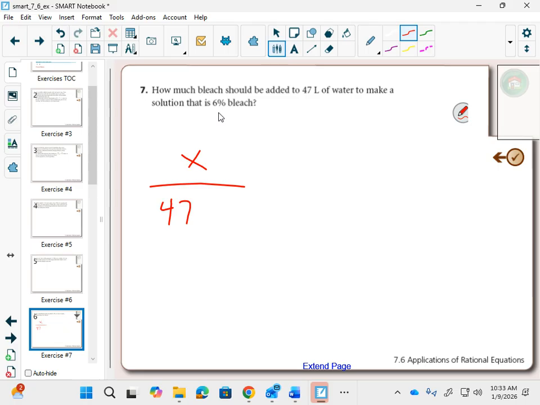Start with 47 and just add X. We have to remember that our total is what we started with plus what we added. We're adding bleach to the water, giving our total liquid more. And we have to keep adding until the percentage of bleach over total is 6%. And then you just go ahead and solve that.